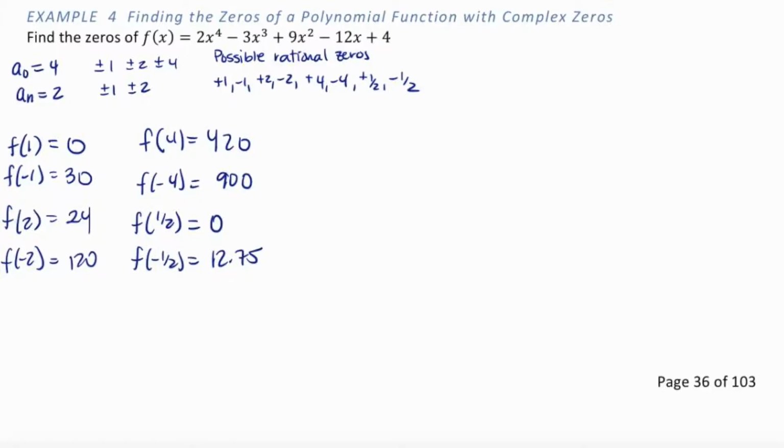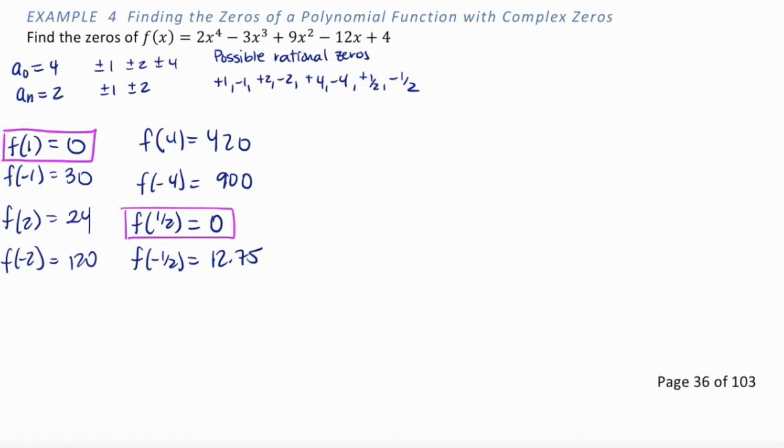All right, please verify that you have f of 1 equals 0, f of negative 1 equals 30, f of 2 equals 24, f of negative 2 equals 120, f of 4 equals 420, f of negative 4 equals 900, f of 1/2 equals 0, and f of negative 1/2 equals 12 3/4. Which ones, by all the theorems we've been learning so far, are actual zeros of this polynomial? Well, f of 1 is a 0 and f of 1/2 is a 0, since they are equal to 0. The rest of these are not zeros of this polynomial.